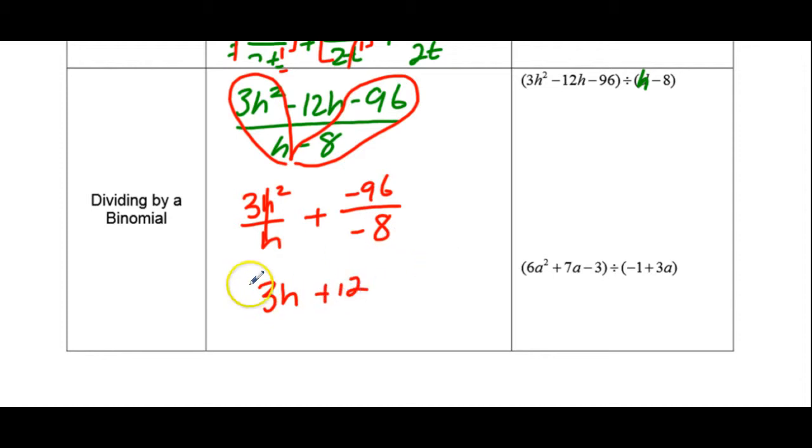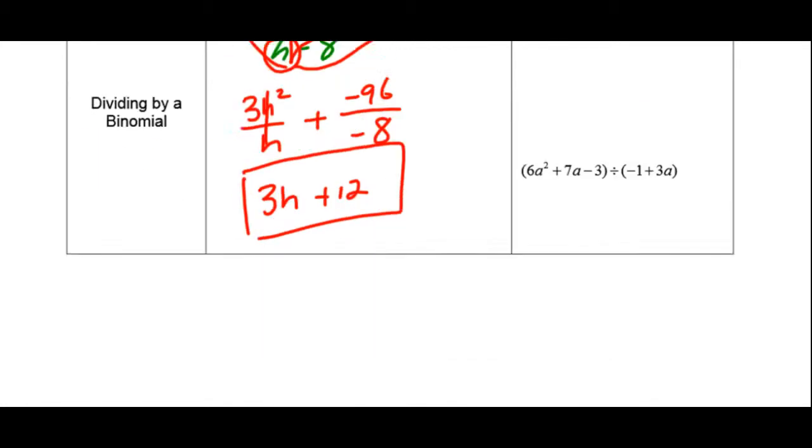That's it. All we did was take the h on the bottom and divide it into the first term on top. We took the negative 8 and divided it into the last term on top, and we have our answer. Alright, so let's look at the other one.